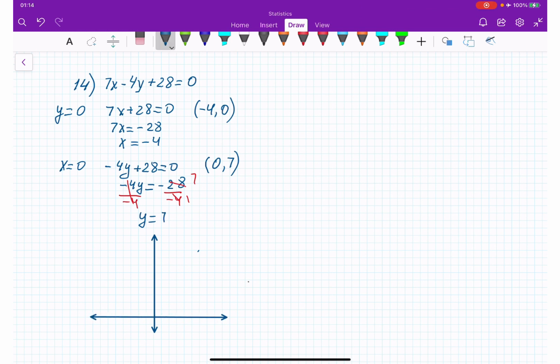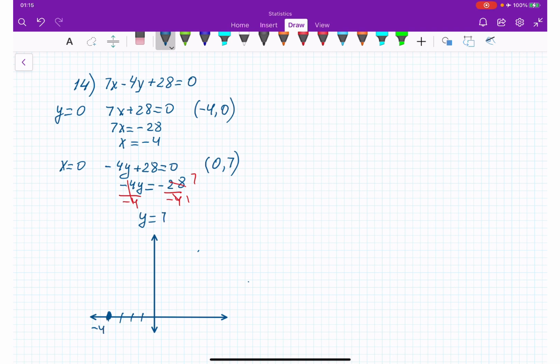So first point, negative 4, 0. So first one is x. So 1, 2, 3, 4. Negative 4. And y is 0, so 1 point is right here.